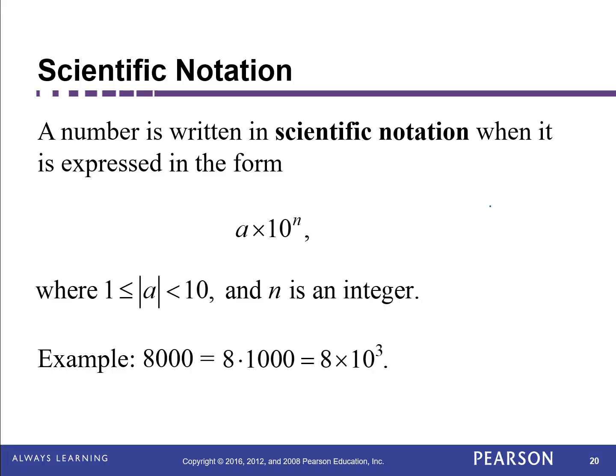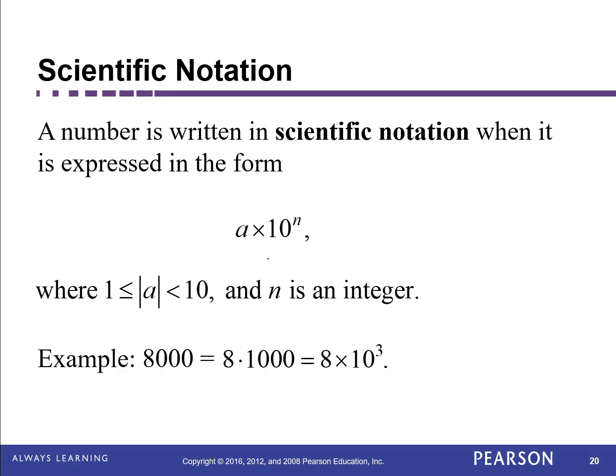All right, now let's delve a little bit into scientific notation. A number is written in scientific notation when it is expressed in the form a times 10 to the n, where 1 is less than or equal to the absolute value of a, which is less than 10, and n is an integer. Basically, in scientific notation, your number out front, the smallest it can be is 1, but it can't be 10 and it shouldn't be any bigger than 10. So it has to be strictly less than 10. A number between 1 and 10, 10 not included.